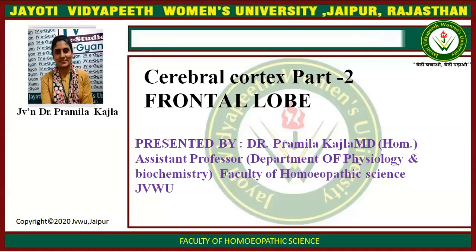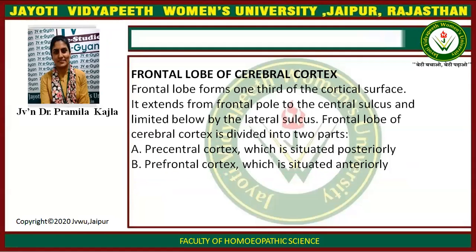Today our topic is Cerebral Cortex Part 2, Frontal Lobe. Frontal lobe of cerebral cortex. Frontal lobe forms one-third of cortical surface. It extends from frontal pole to the central sulcus and is limited below by lateral sulcus. Frontal lobe of cerebral cortex is divided into two parts: precentral cortex, which is situated posteriorly, and prefrontal cortex, which is situated anteriorly.